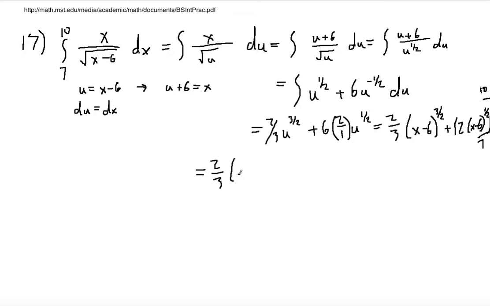It doesn't matter if the upper bound is smaller. I had somebody ask me about that question yesterday. It doesn't matter which one's bigger or smaller. It's always going to be whatever the top one is minus the bottom one.